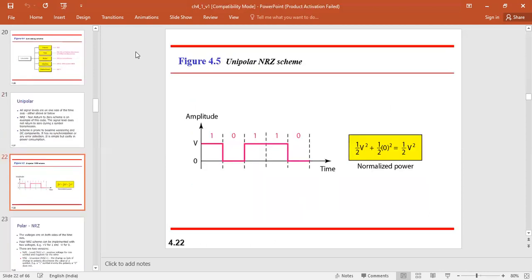So like that, if one is positive, zero is considered negative. When it is one, it may be on either side. We may represent it on the negative side also. So this is the unipolar scheme. When it is positive, it is given the positive value, and when it is zero, it is given the return to zero. So that is the main scheme.